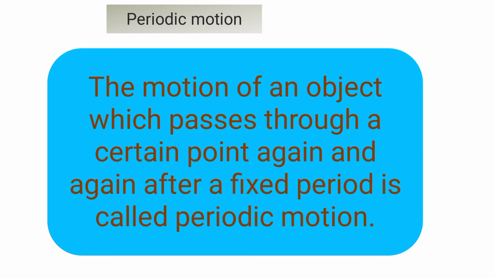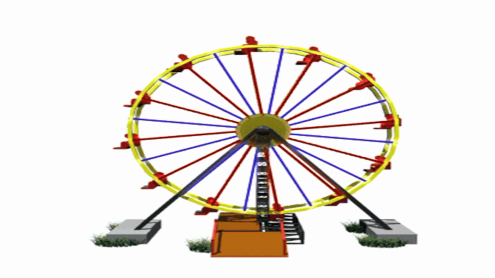Now, we saw the examples of oscillatory motion as well as circular motion. So, the motion of an object which passes through a certain point again and again after a fixed period is called periodic motion. Here the term period means time. In simple language we can say an object that completes one round or one oscillation in a fixed time or period is called periodic motion.